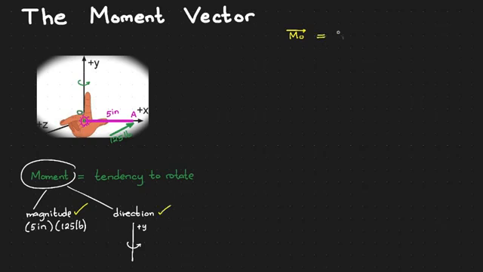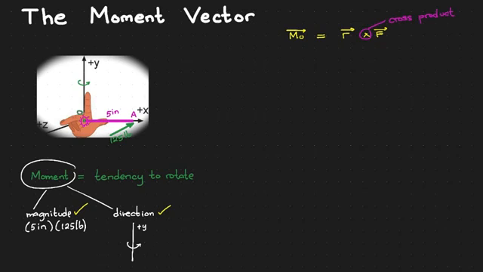By definition, moment about a point is equal to r cross with f. This is a vector operation called the cross product, which I'm sure you are very much familiar with. Moment about a point is always r cross with f. It's never the other way around, never f cross with r.